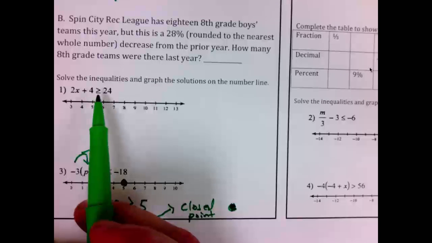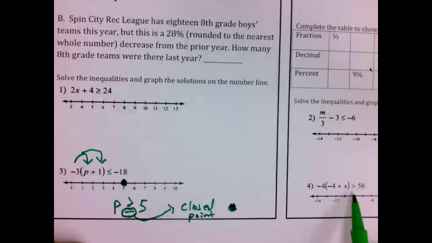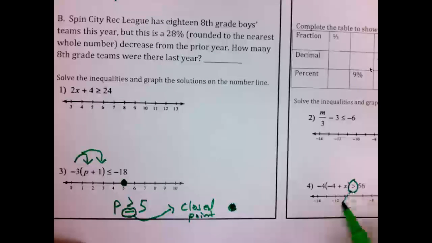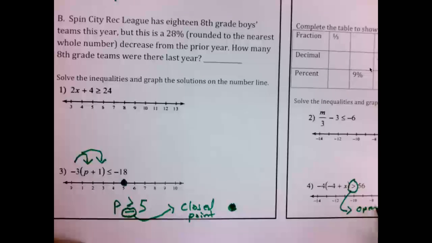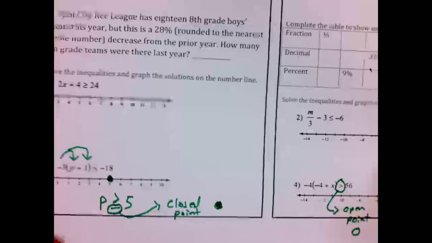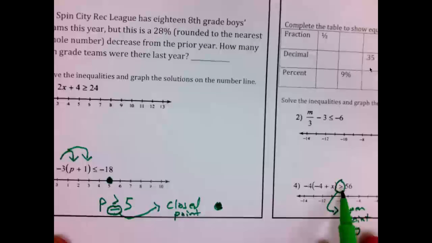Number 1, you will have the same situation. Contrast that to number 4 over here on day 4. There is no equal to. Since there is no equal to, this will be an open point. You do not color it in. When we have the equal to, we get a closed point. When we lack the equal to, we get an open point.